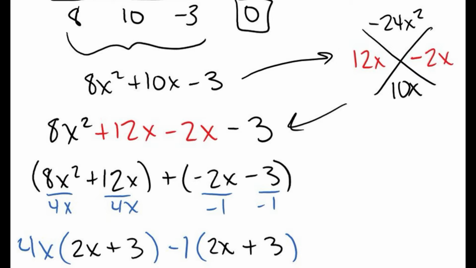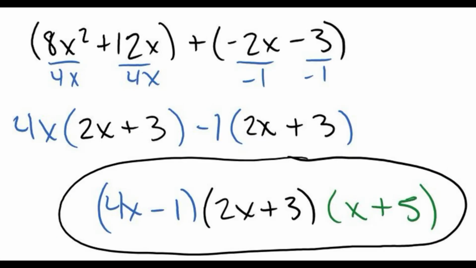So over here to the right, I have a diamond problem. I have -24 up top and a 10 on bottom. So the two numbers that make that true are 12 and -2, and that's what I replace the 10x in the middle with. Put some parentheses on there, factor out what I can factor out. You end up getting 4x minus 1 for the first one, and then 2x plus 3 because there's 2 of those.